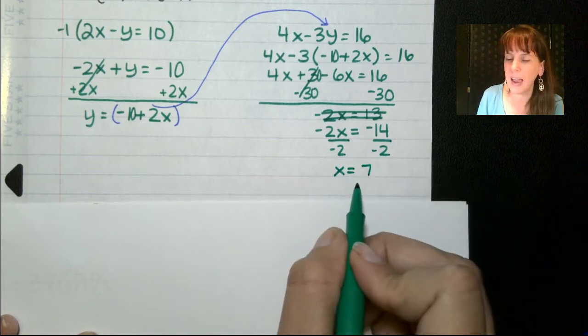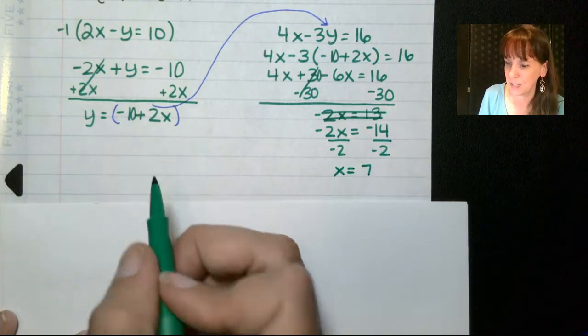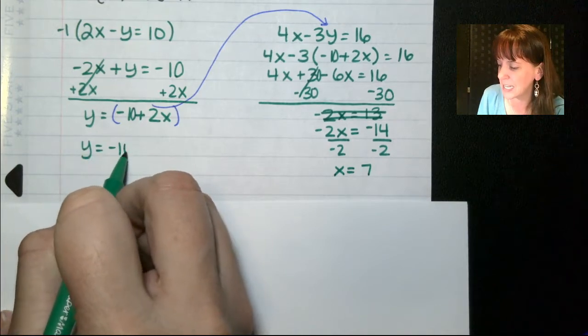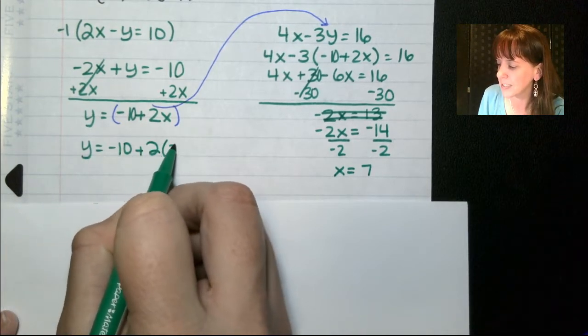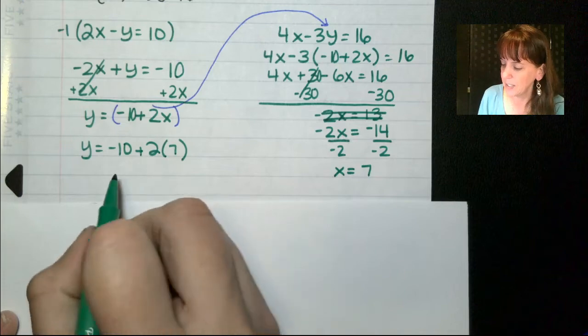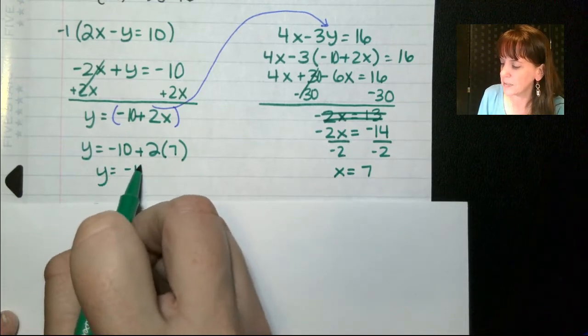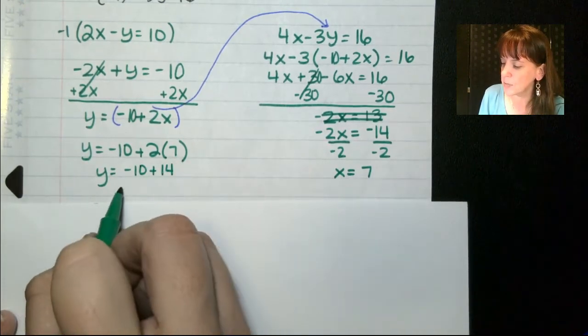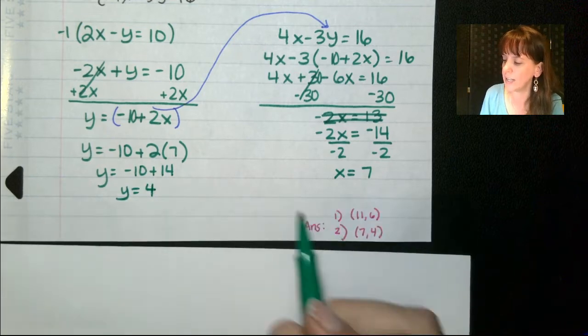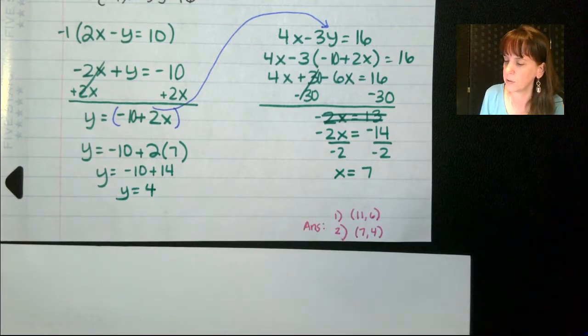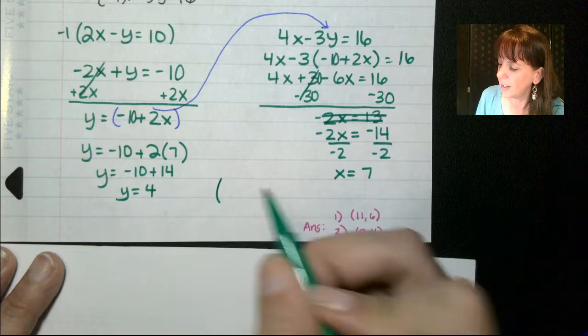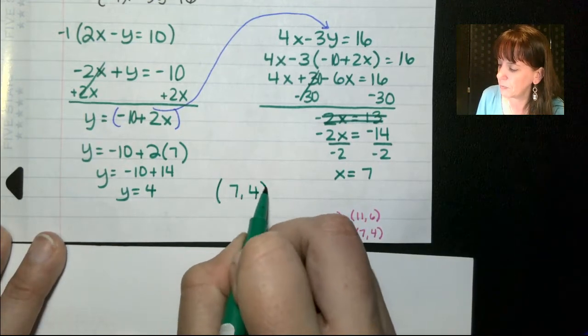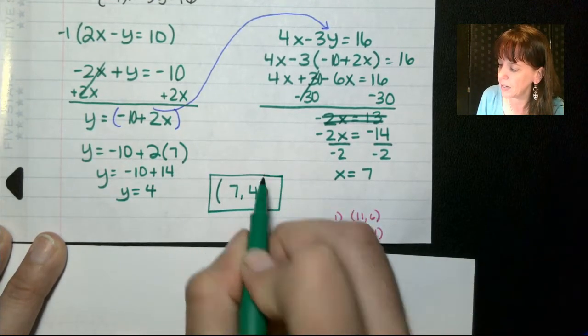And now that we have x, we can plug that into my correct equation over here. Y equals negative 10 plus 2, and instead of x, we're going to put in 7. So y equals negative 10 plus 14, which means y equals 4. And so now I have, oh, see, I already wrote the answers there just in case. 7 comma 4, bam, bam, and bam.